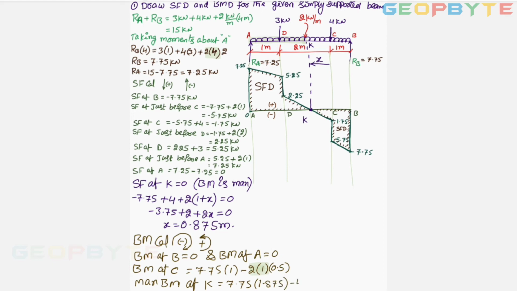Minus 4 into 0.875. This is developing the clockwise moment. Clockwise moment is negative, minus UDL effect, 2 into UDL distance, 1.875 into 1.875 by 2. That means indirectly, here I have limited space, otherwise let me write once again. It's a kind of revision for you.